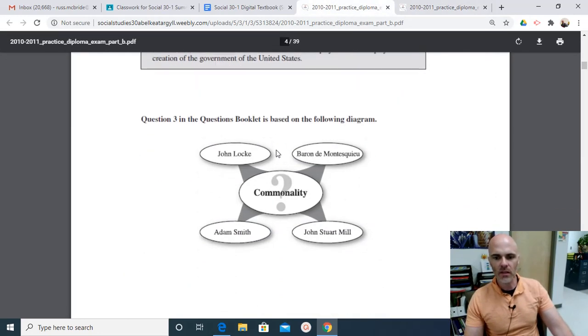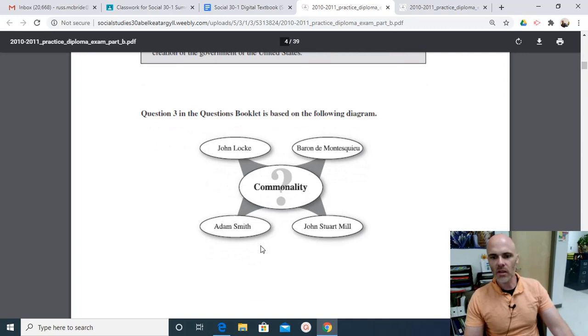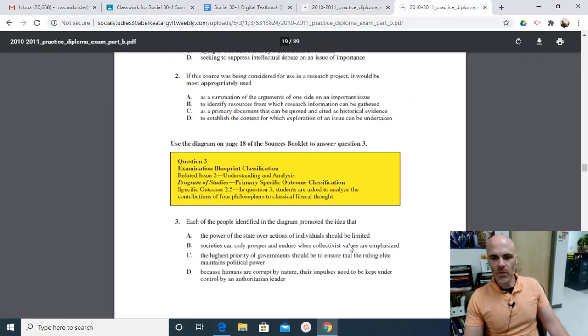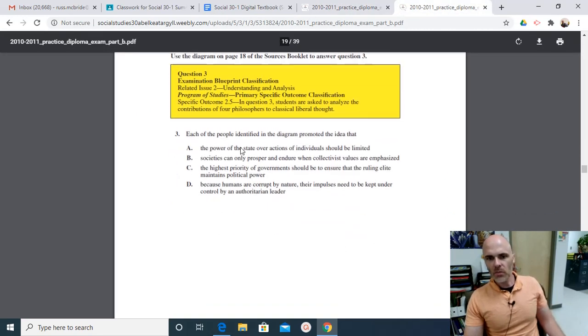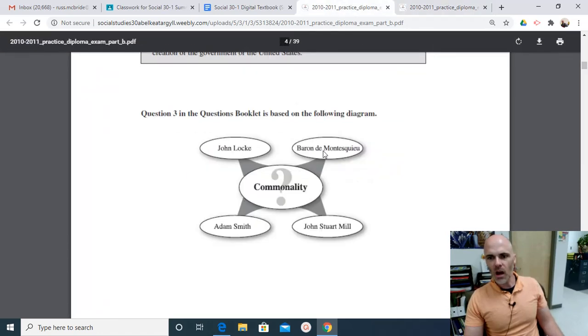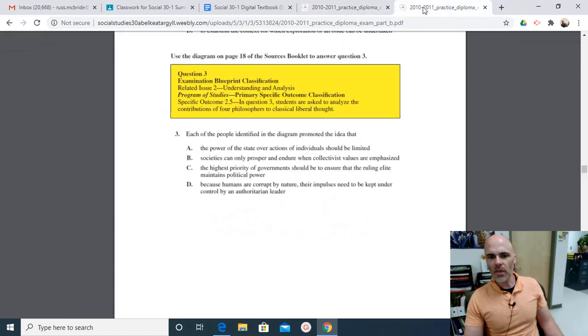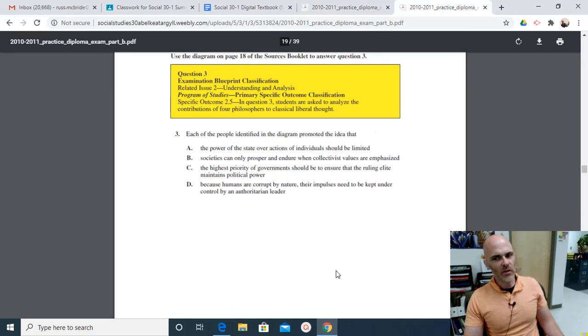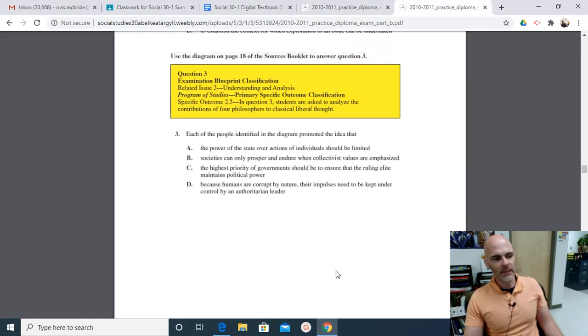Number 3 looks very political. I think we went through that when we did the political one. But we can take a peek again if you don't remember. Each of the people identified in the diagram promoted the idea that, so we have Locke, Montesquieu, Mill, and Smith. The power of the state over individuals should be limited. Well, they're all individualists, right?